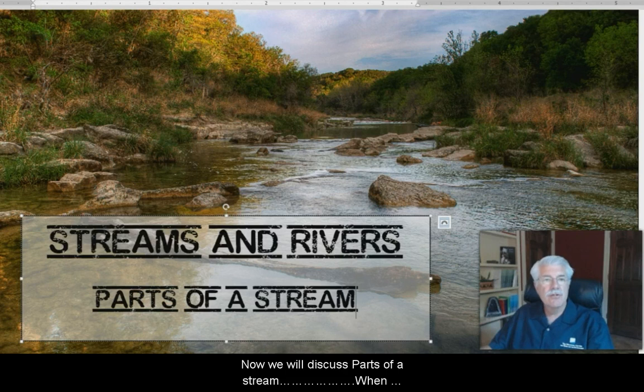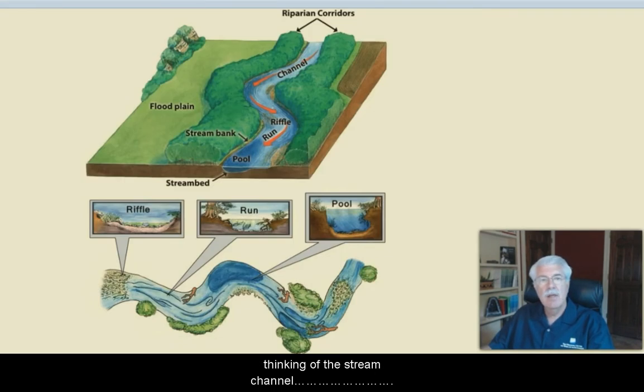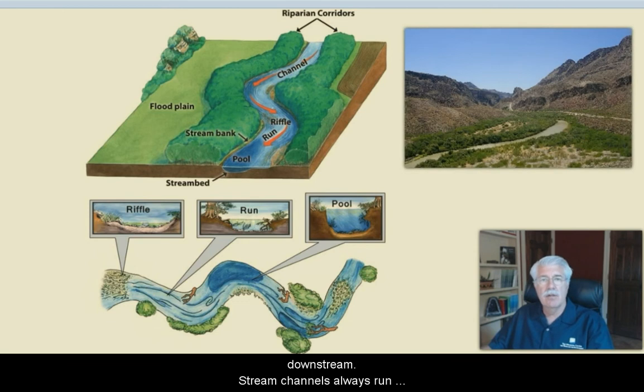Let's take a look at parts of the stream. When most people think of the stream, they're usually thinking of the stream channel. The channel is the deep part of the stream where water collects to flow downstream. Stream channels always run downhill.